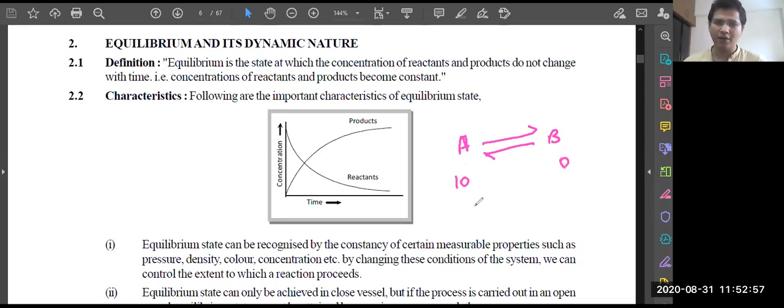Now as the time passed, B will become 1 and A will become 9. It may become 2 and 8, then 3 and 7, then 4 and 6. But then again, 6 and 4, 6 and 4. This means that after this state, even though the time is changing, the concentration is not changing. What is the meaning of this? Tell me, what would be the meaning of this?